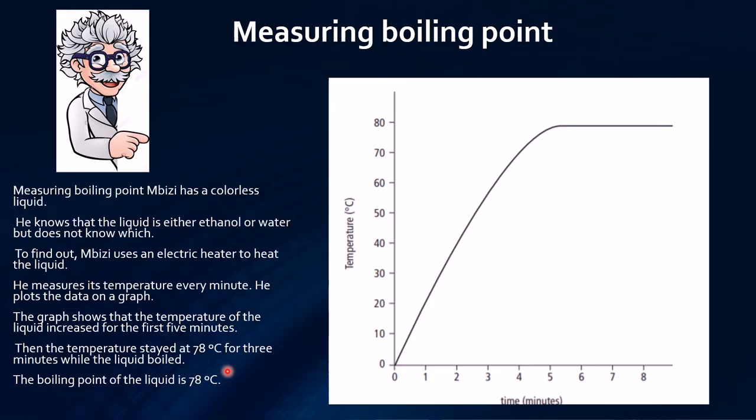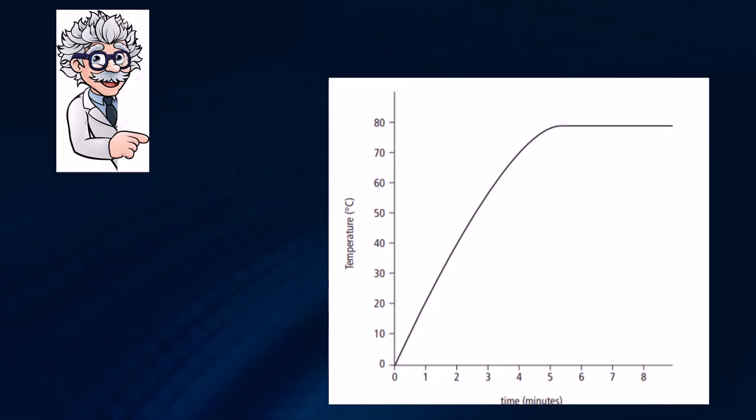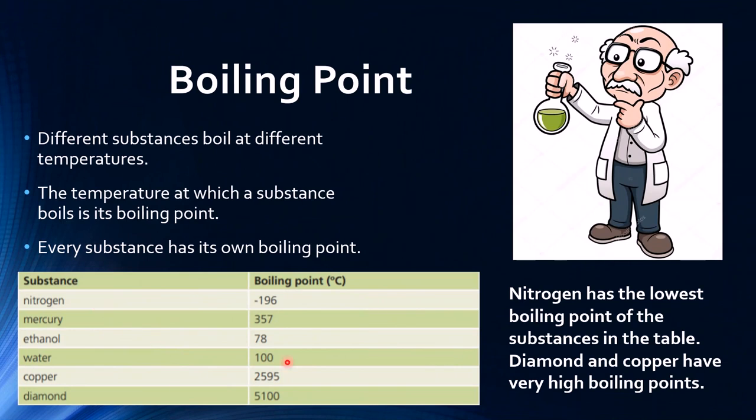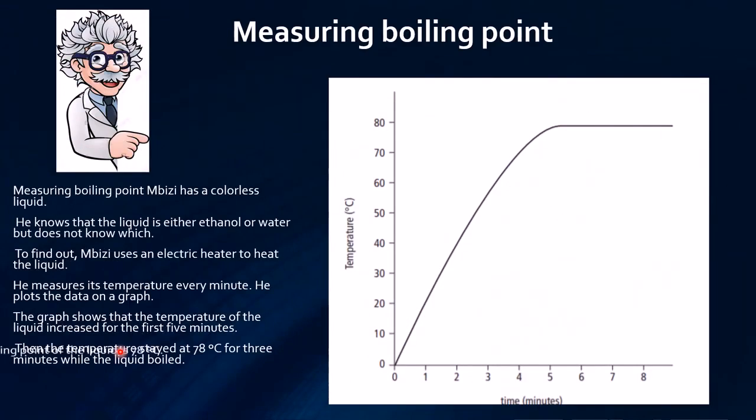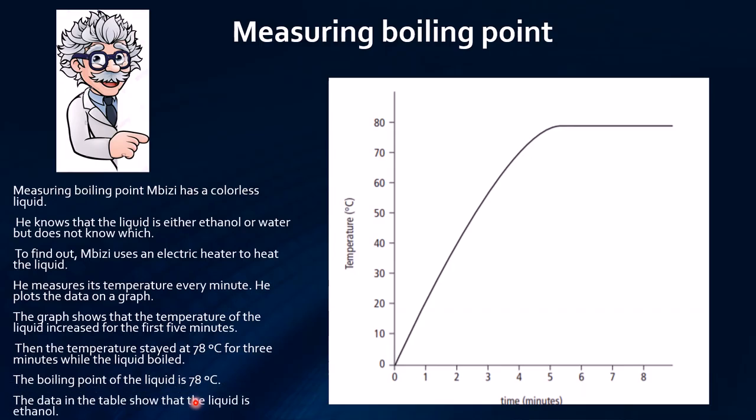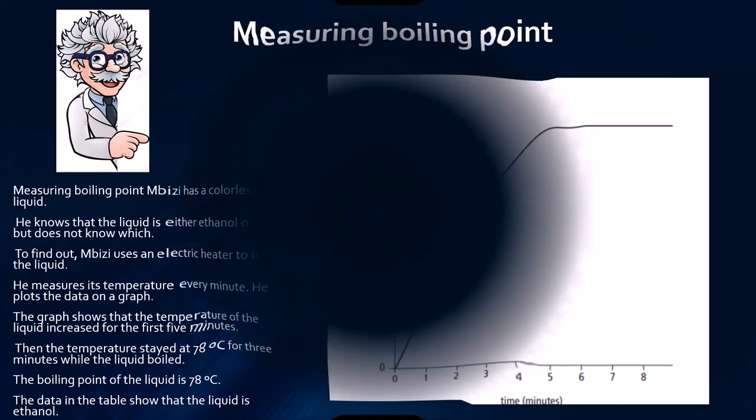I told you in the table as well. Wait, let me show you. Yes, the table. Which one is 78? Ethanol, right? Between ethanol and water, the boiling point of ethanol is 78. So over here they have shown us that the boiling point is 78. So ethanol must be it, because at the boiling point, the liquid starts to evaporate, since the boiling point has been reached at the last minute. So 78 was the boiling point. This was just an example. The data in the table shows that the liquid is ethanol. The answer is ethanol because ethanol's boiling point is 78 degrees Celsius.